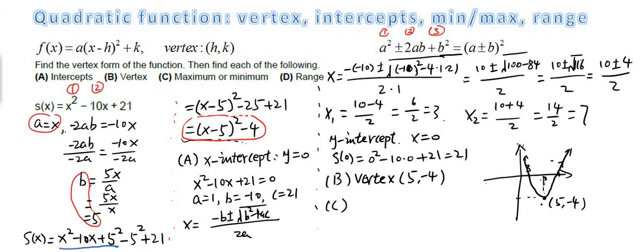Okay, now we can find the lowest point in the curve, which should be negative 4. So the minimum equals negative 4, because the minimum is always about the y value. And D, the range. As we can see, the minimum is negative 4, so the y value is always greater than or equal to negative 4. Or you can write it as negative 4 to infinity.